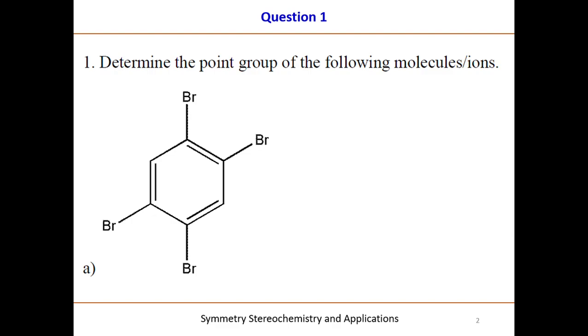So in a point group, basically we have all the symmetry operations. I hope all of you have seen the lecture, and it will help to solve this problem. So this is nothing but 1, 2, 4, 5 tetrabromobenzene. In IUPAC, we have covered this portion. So this is 1, 2, 4, 5 tetrabromobenzene.